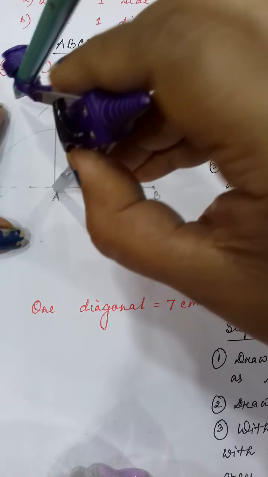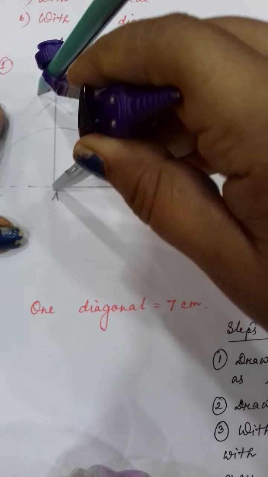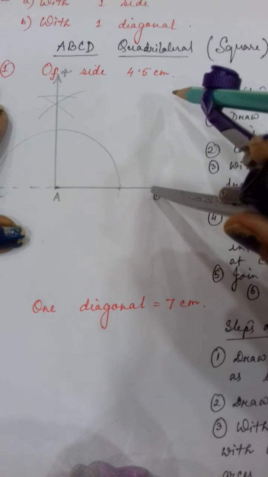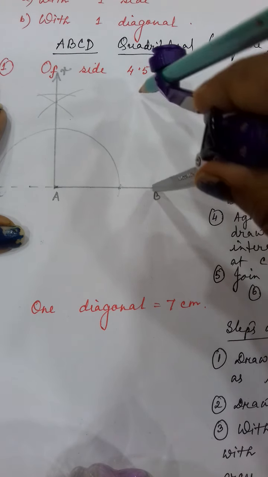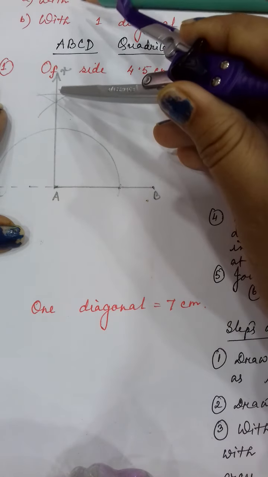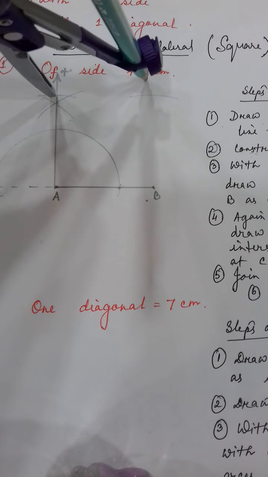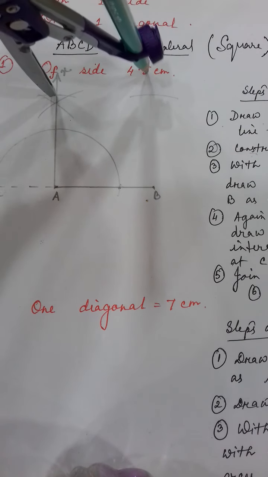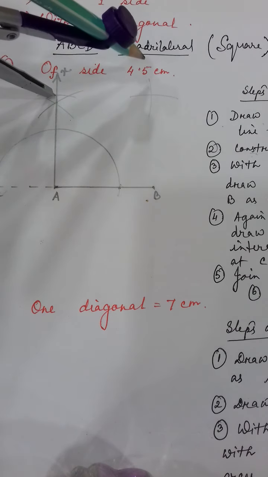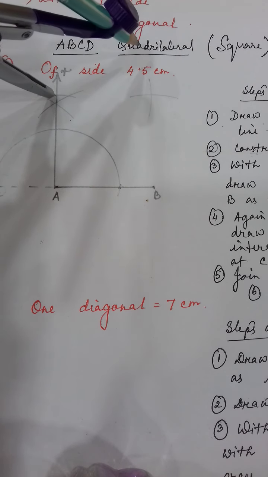First, with A as the center, you will draw an arc. With the same measurement with B as the center, you will draw another arc. And with this intersecting point as the center, with the same measurement, you will draw another arc. Have you seen? With one measurement you have drawn 3 arcs.